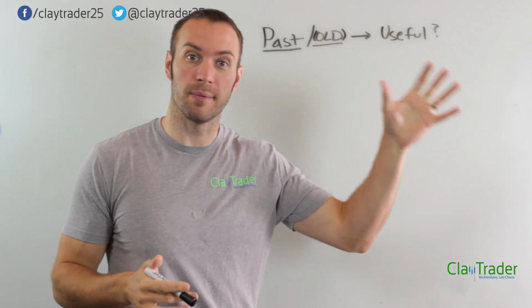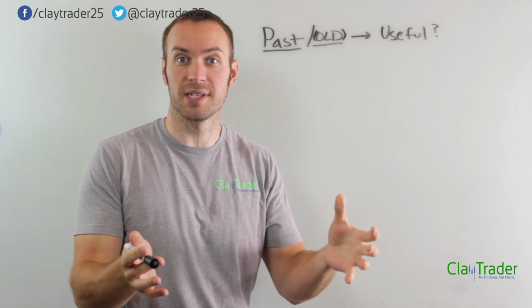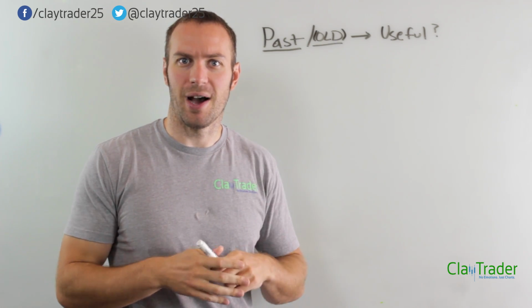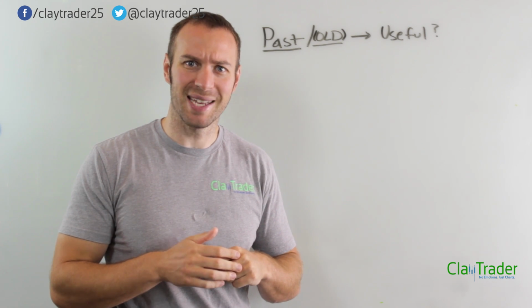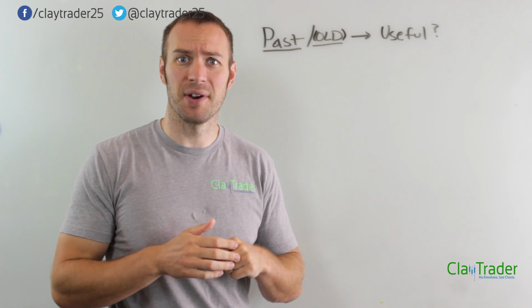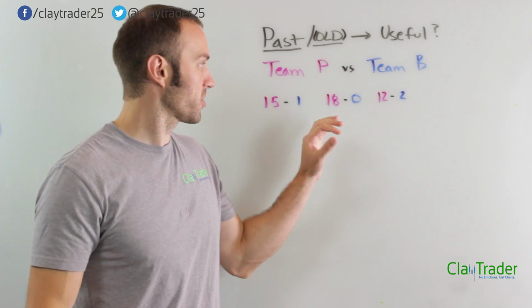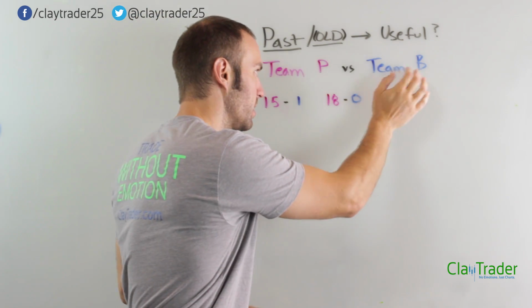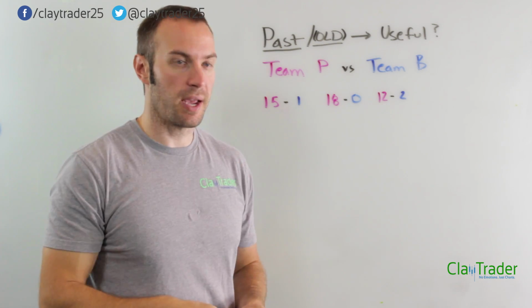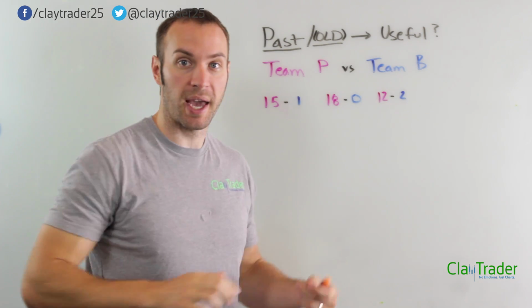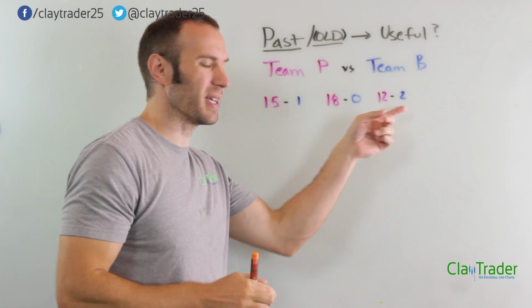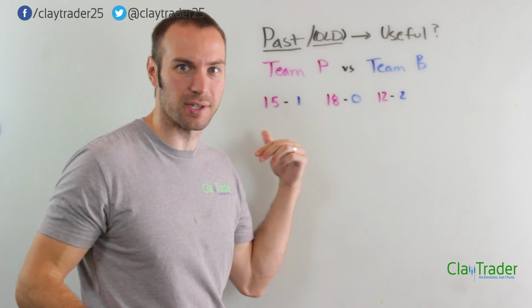So I'm going to piggyback off of this analogy, and I'm going to give a few different scenarios. And I think I'm going to be able to convince you that past data can actually be very, very helpful. So our first scenario here, we have Team P for Team Pink versus Team B for Team Blue. And right here we have the scores of the past 3 games. Keyword being past. It's old data. It's happened in the past, so this stuff's worthless, right?